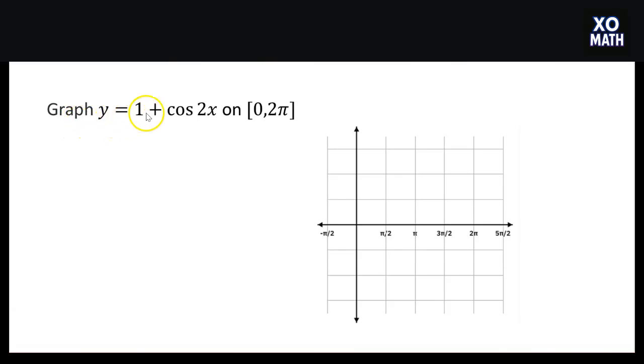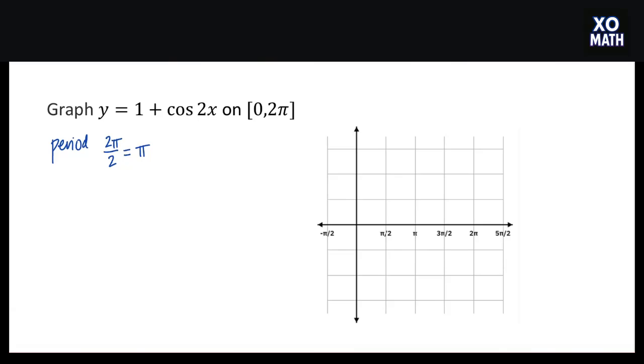Now we want to graph y equals 1 plus cosine 2x on the interval from 0 to 2 pi. So again, we're going to start by thinking about the period, and the formula for that is 2 pi over this number that's multiplied in front of x. So 2 pi over 2, that's pi. So in a length of pi, I'm going to have one full wavelength for the cosine function.